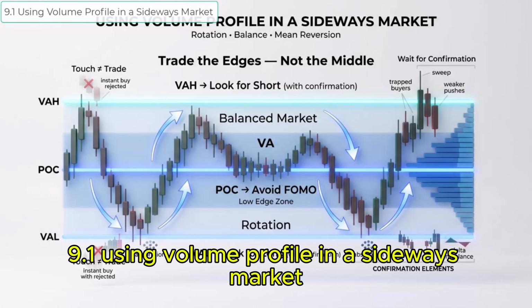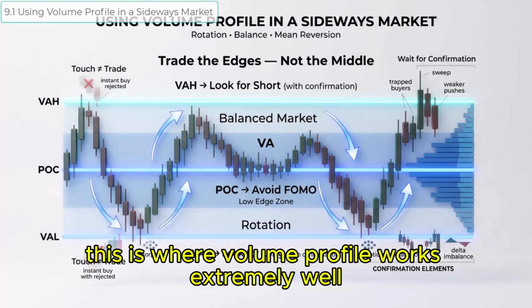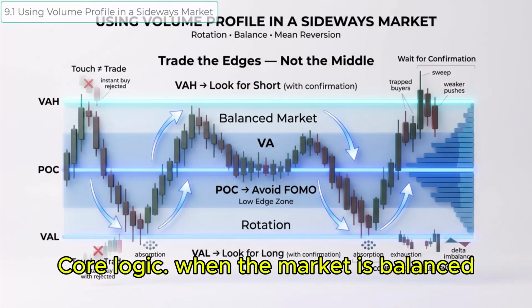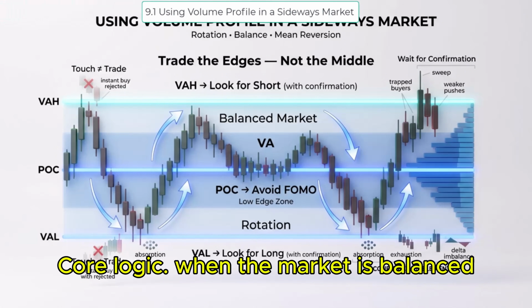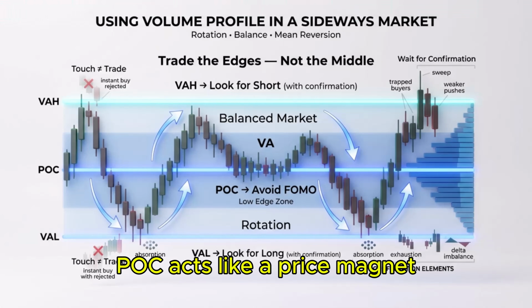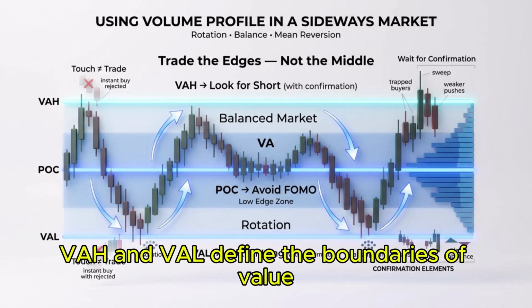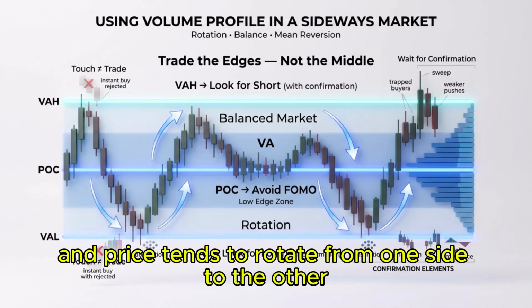9.1. Using volume profile in a sideways market. This is where volume profile works extremely well. Core logic: when the market is balanced, POC acts like a price magnet. VAH and VAL define the boundaries of value, and price tends to rotate from one side to the other.